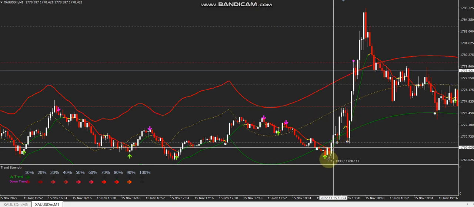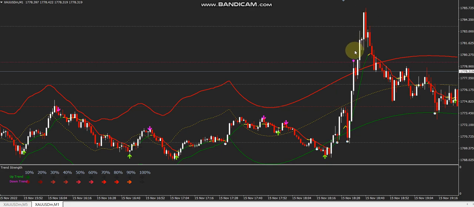Let's see. Risking 16 pips, 150 pips gained, and that was my last trade for the day.